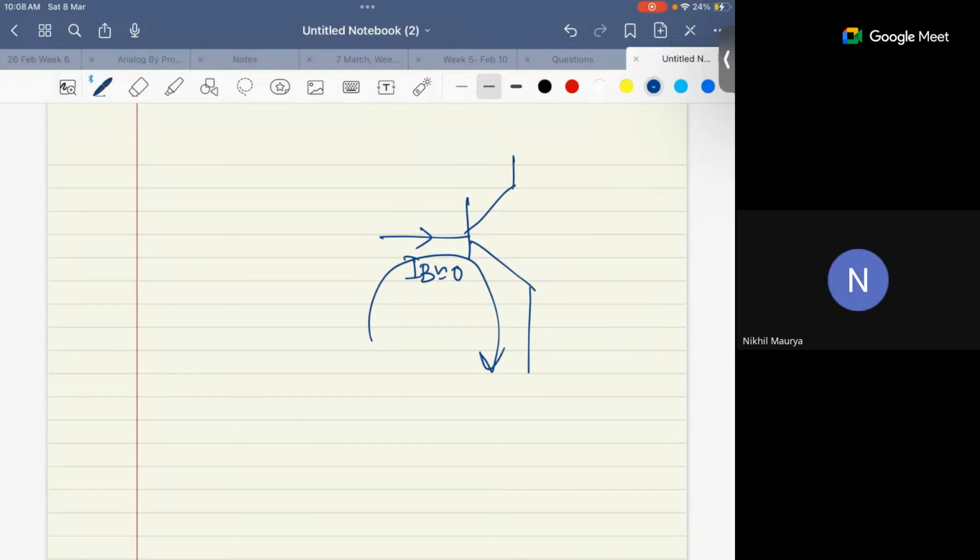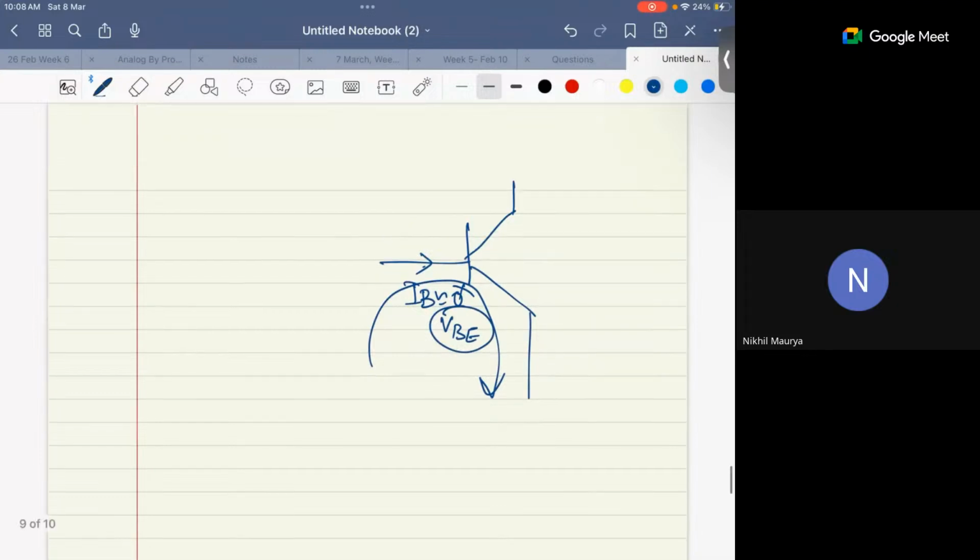You can't say it like this is a junction, right? It's not something like a wire. So you are taking care of this potential, VB. So you can use it. Okay, sir. Thanks. No problem.